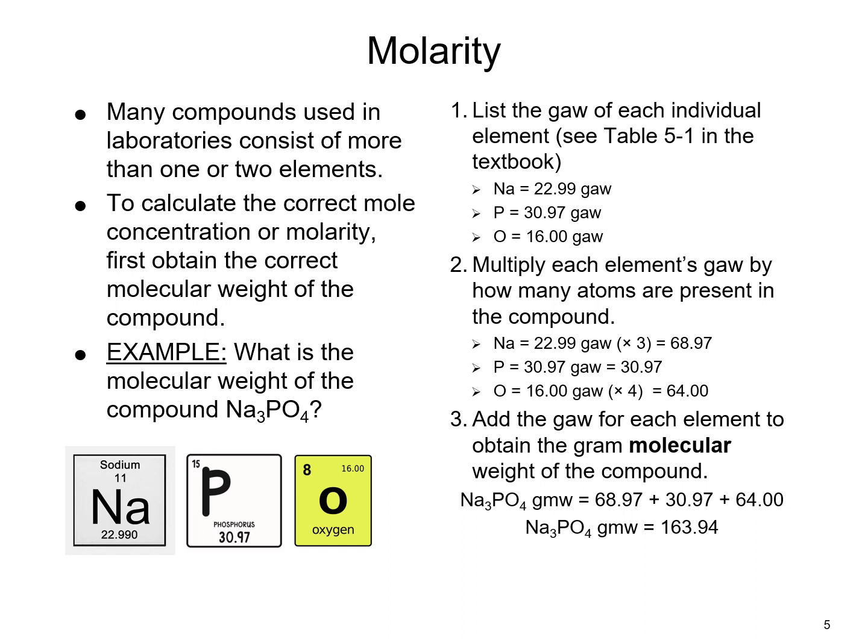So we would multiply our gram atomic weight of sodium times 3 because we have 3 of those, and then our oxygen times 4 because we have 4 of those, and then we add all of those up together, which is going to give our total gram molecular weight of that particular compound. For trisodium phosphate it is 163.94.